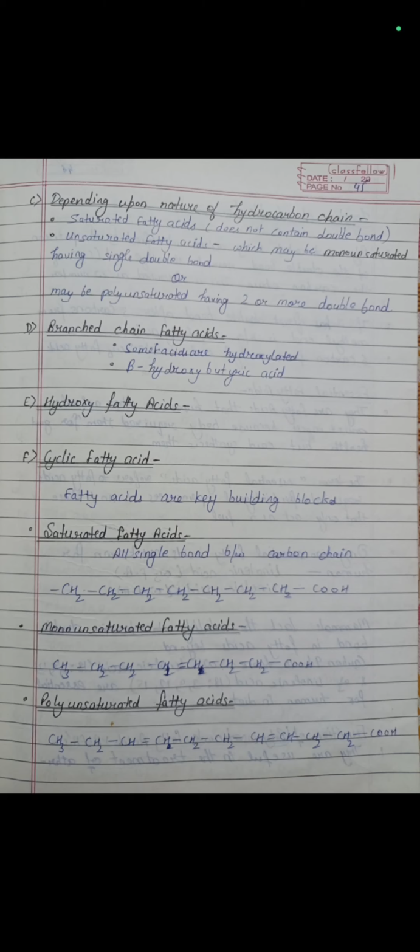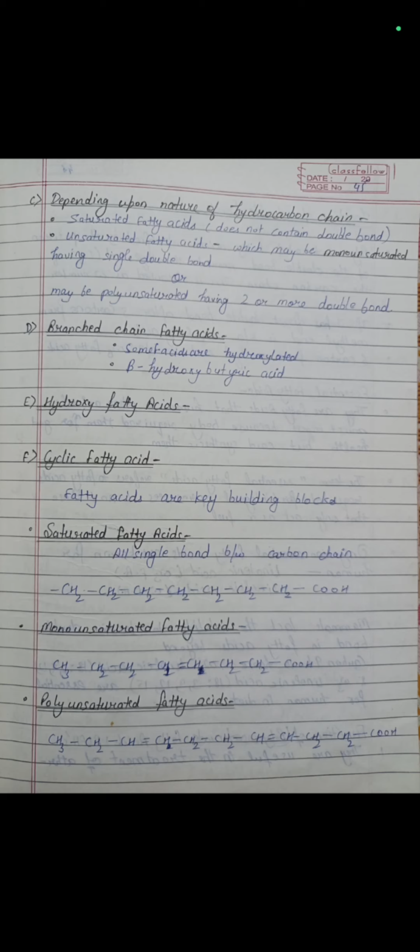Branched chain fatty acids. These fatty acids are classified into some acids that are hydroxylated, and beta hydroxybutyric acid is classified as such. Then we will discuss hydroxy fatty acids and cyclic fatty acids. Cyclic fatty acids are key building blocks.